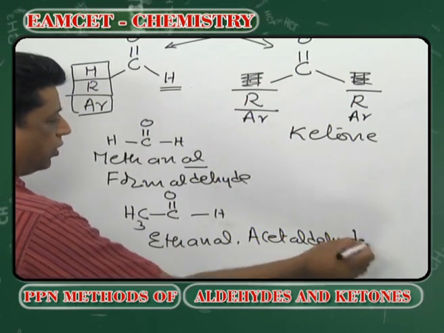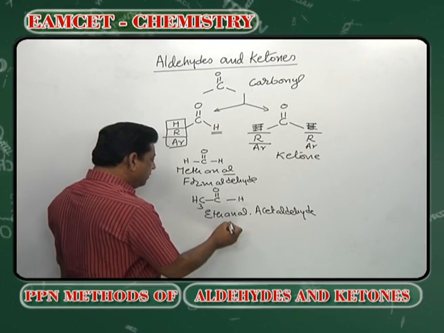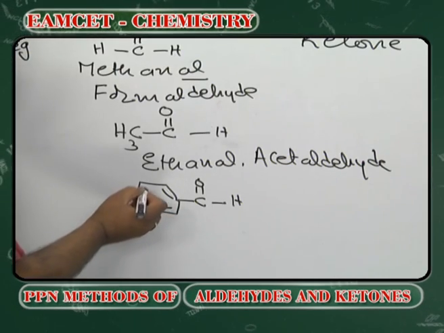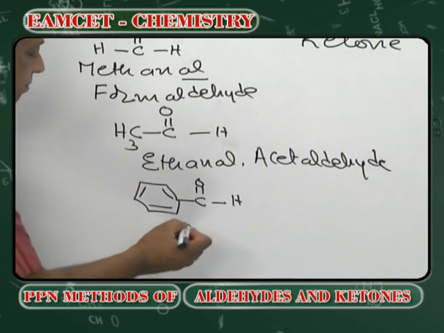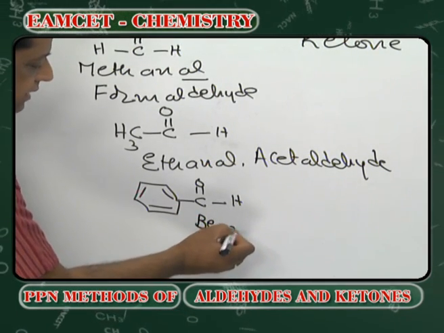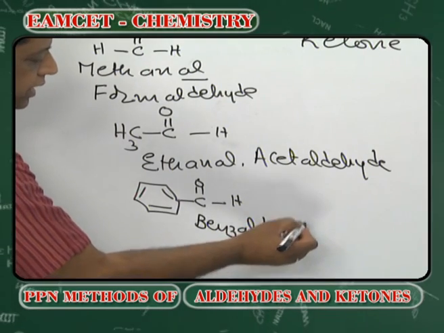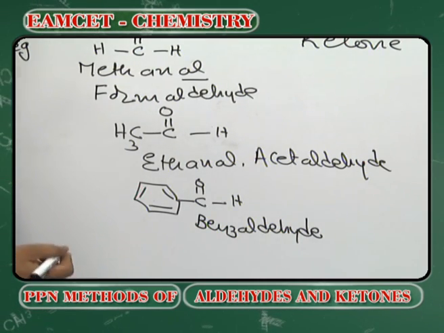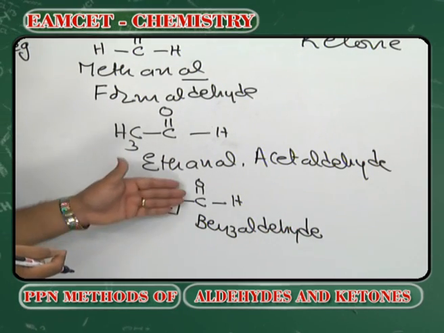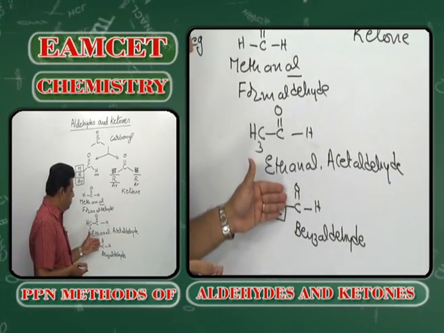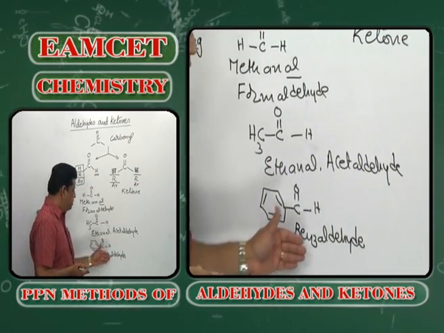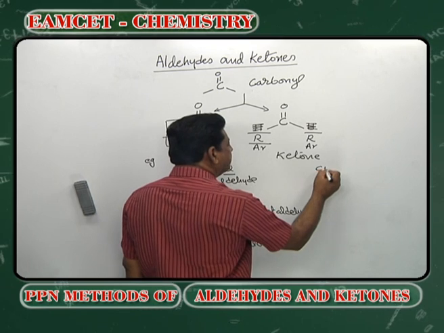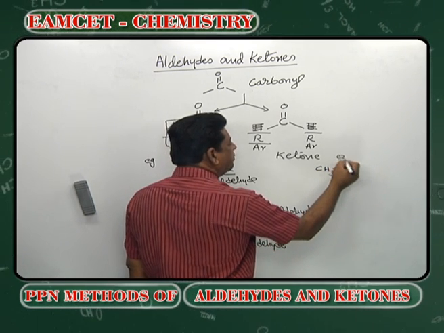Now another example: one side hydrogen, the other side benzene. Benzene-attached aldehyde is known as benzaldehyde. In aromatic systems, IUPAC will not entertain the exact nomenclature, but it may be called phenyl methanal. Phenyl methanal may be the IUPAC name, but everybody uses benzaldehyde, which IUPAC allows also.